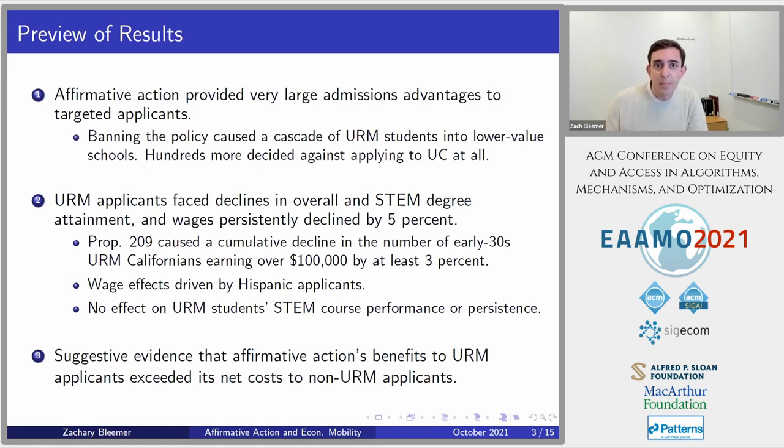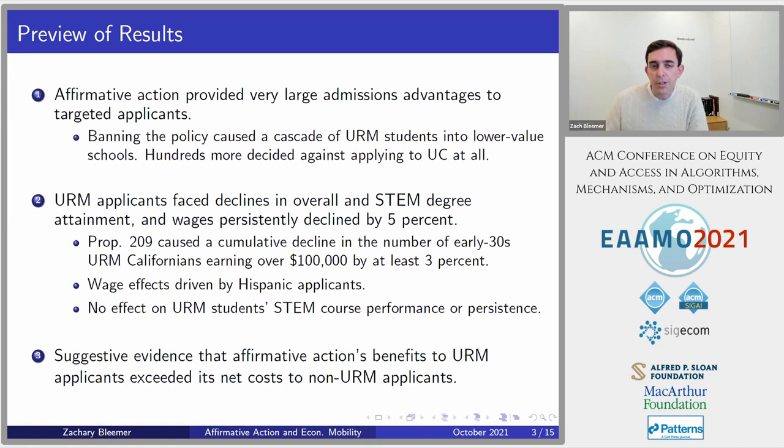You can add up the number of high income Black and Hispanic young Californians that would exist if they had continued to have access to affirmative action when they applied to college years earlier. It looks like there's a decline in these high earning youths' earnings by about 3 percentage points, though this is wholly driven by Hispanic college applicants, not Black college applicants. I may have a moment at the end to show you what happens to the grades and STEM persistence of Black and Hispanic students who end up enrolling at less selective universities because of this ban. I'll show you there's no effect on either STEM persistence or performance.